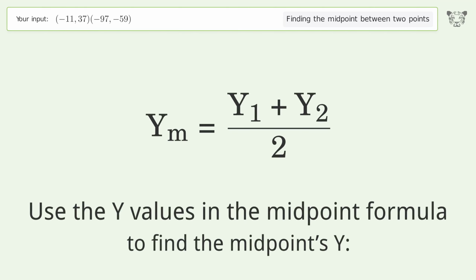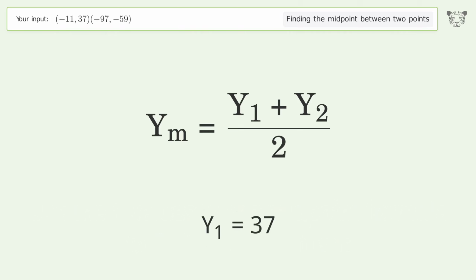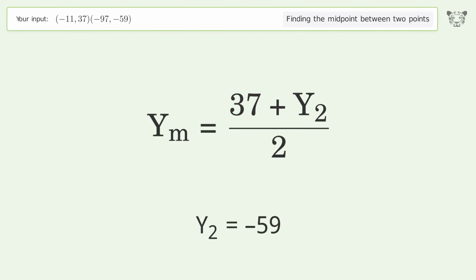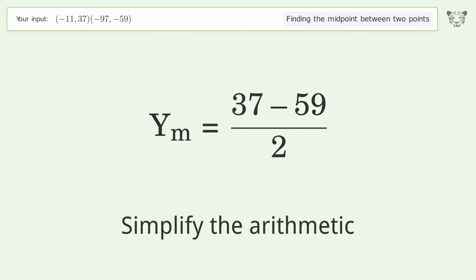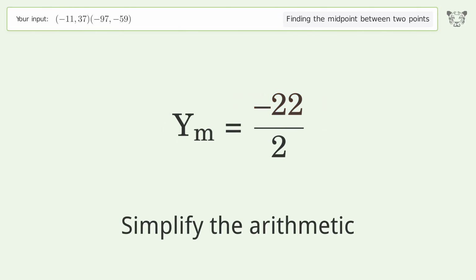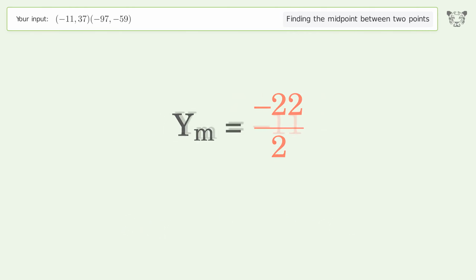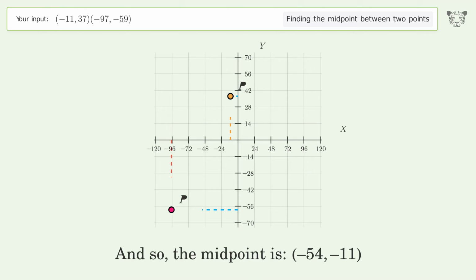Use the y values in the midpoint formula to find the midpoint's y. y1 equals 37. y2 equals -59. Simplify the arithmetic. And so, the midpoint is -54, -11.